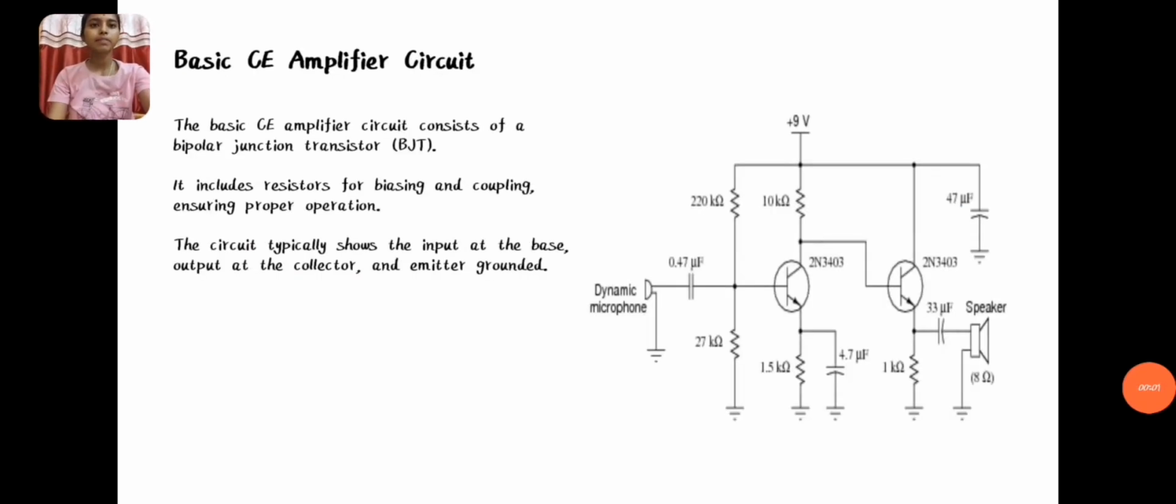Basic CE amplifier circuit. The basic CE amplifier circuit consists of a bipolar junction transistor, BJT. It includes resistors for biasing and coupling capacitors, ensuring proper operation. The circuit typically shows the input at the base, output at the collector, and emitter grounded.